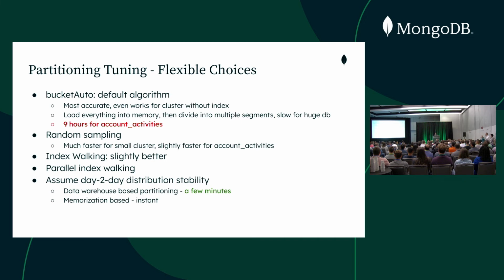And also, we can probably just simply run the algorithm on top of the data we already get into the data warehouse, because the data in the data warehouse is already sorted. So if we run the algorithm there, it should be much faster. So we tried both. Both of them work pretty well. It takes a few minutes, or we just get it instantly based on the memorization. So with that, we simply saved 9 hours.